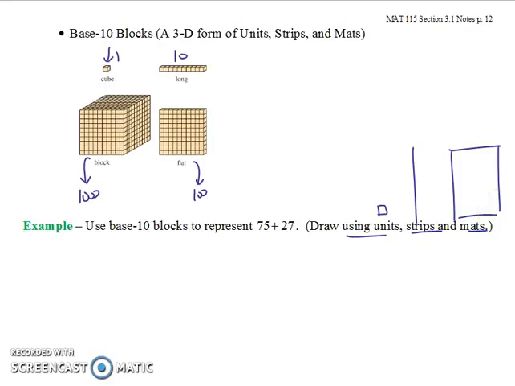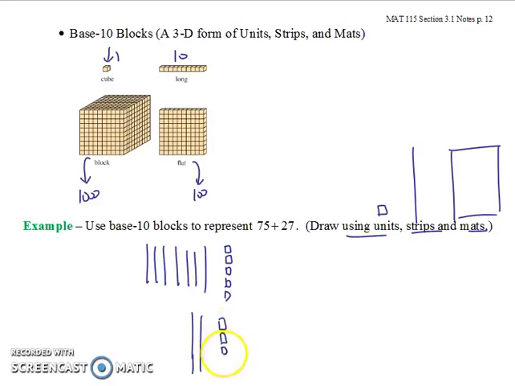So if I want to represent 75 plus 27, then I'll draw 1, 2, 3, 4, 5, 6, 7 strips. And then I will draw 5 units. And then I will draw the number 27: I'll draw 2 strips. And then 7 units.